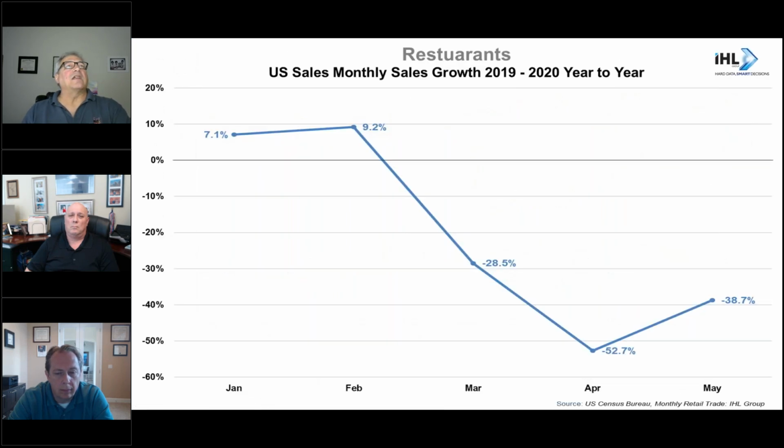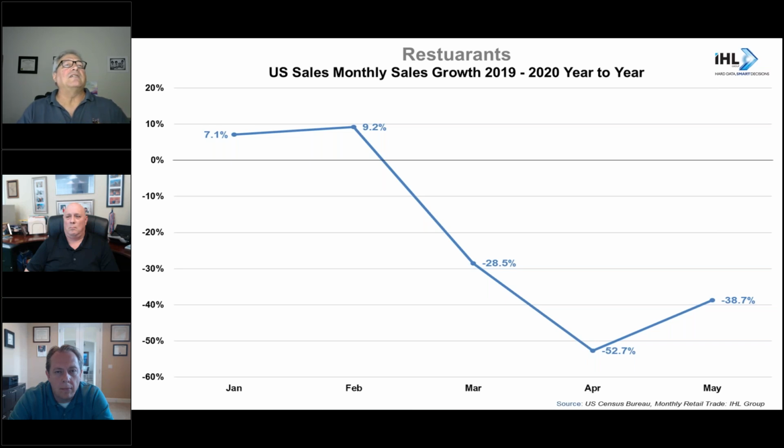Here we have, going back to the same kind of family of curves that we saw before, restaurants. Now understand something. What you're seeing is a combination of table service and quick service restaurants. When the Census Bureau does their initial release of data, they combine the two. And it takes about a month to a month and a half for them to get to a point where they can actually separate out the two different types of restaurants.